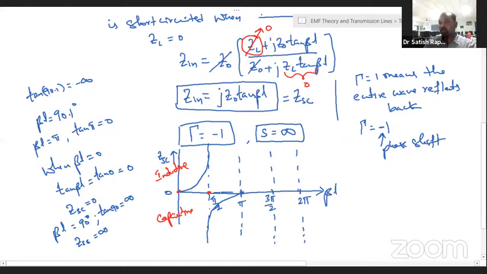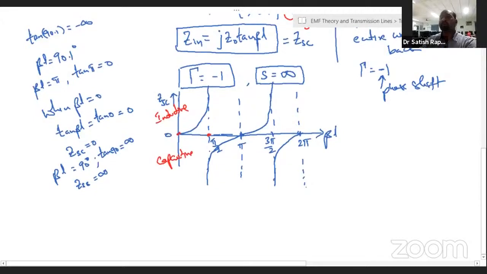And similarly, so on and so forth, if you do it again, the wave will be repeated like this. And similarly, in between this, you get this one, right? So this is how the input impedance of a transmission line varies with respect to beta L. So this is how we can draw the graph.